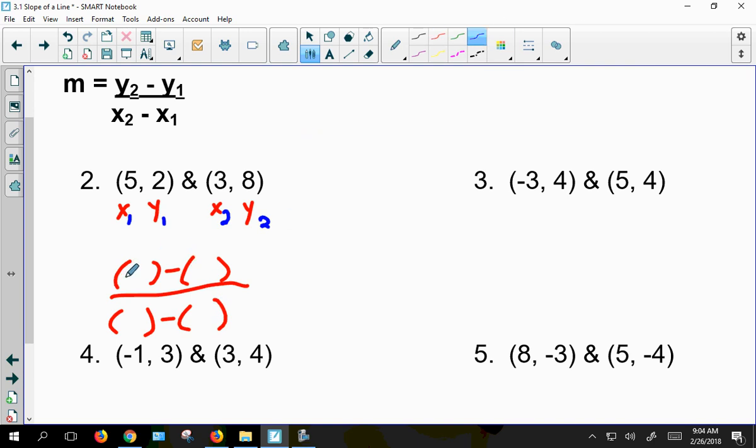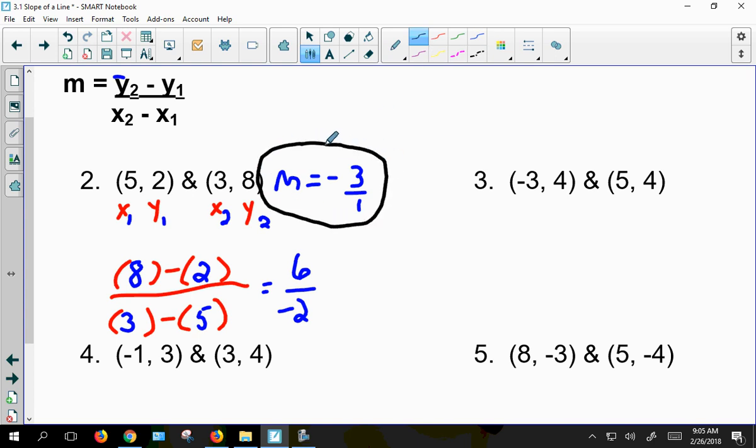So now I just fill in the numbers. Y2 is 8. It goes right here. See, y2. Y1 is 2. It goes right here. X2 is 3. X1 is 5. So now all I do is go 8 minus 2 is 6. 3 minus 5 is negative 2. Please use your calculators for this. Now, 6 over negative 2 reduces. That reduces to negative 3. So my answer here is m equals negative 3 or negative 3 over 1. And I say m equals because I'm identifying it as the slope.